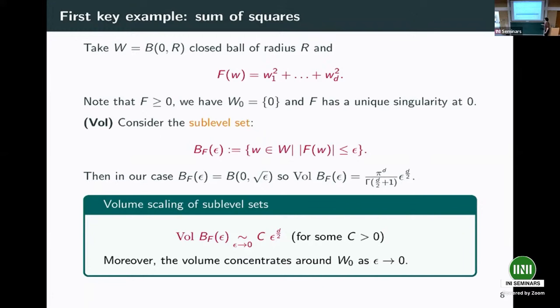So here's the first behavior that we're going to look at. For such a real analytic function, we consider the sublevel set: the points w such that the absolute value of f of w is less than some epsilon, and we're interested in the asymptotic behavior as epsilon goes to zero. In our case, this is just a ball of radius square root of epsilon. We know what the volume of a ball is, but I don't really care about the constant. The asymptotic behavior is equivalent to some constant times epsilon to the d over 2. And this volume concentrates around the origin.